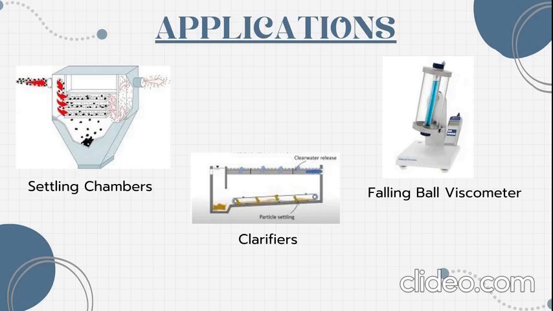Next is a falling ball viscometer. This is used to measure viscosity of liquids. Here we drop a sphere in liquid and measure the time taken and use that to find the terminal velocity, and hence we find the viscosity. Third is environmental engineering. It is used in wastewater treatment. The particles settle in clarifiers and the design of the treatment plant will be completely dependent on the terminal velocity.